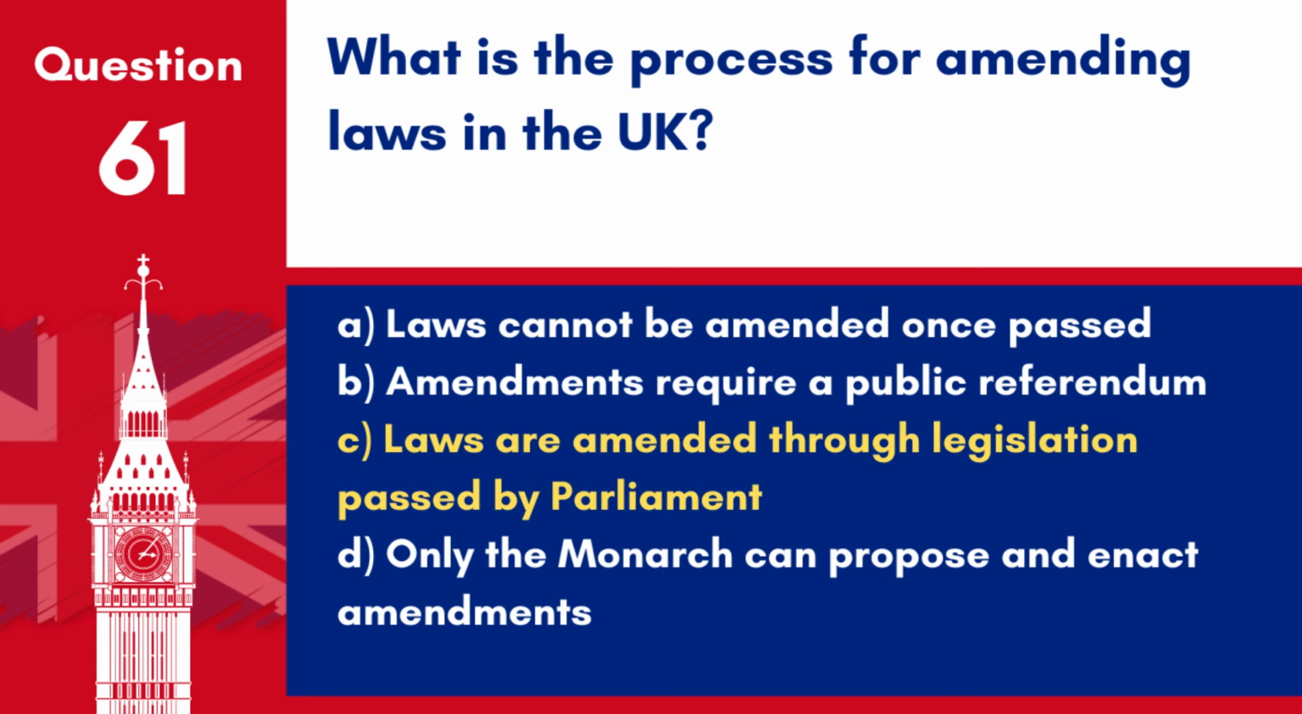Answer. C. Laws are amended through legislation passed by Parliament. In the UK, the process for amending laws involves legislation that must be proposed, debated, and passed by both Houses of Parliament, and then receive royal assent to become law.